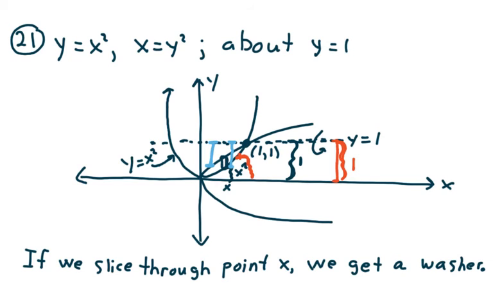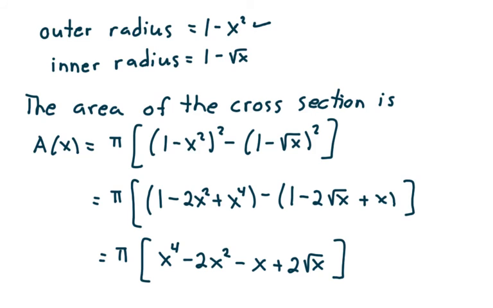And remember, if x equals y squared, so let's write that over here. If x equals y squared, then y equals the square root of x. And so to get the inner radius, I'm going to take the distance from y equals 1 to the x-axis, and subtract the distance from y equals 1 to this curve here in red, which is x equals y squared. But remember, solving for y gives y equals the square root of x. So that's the inner radius. So the outer radius is 1 minus x squared. The inner radius is 1 minus the square root of x.